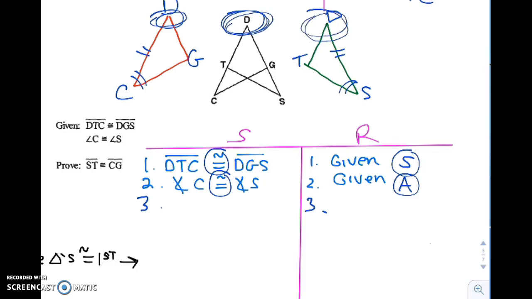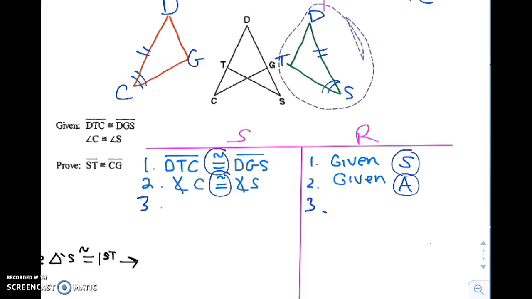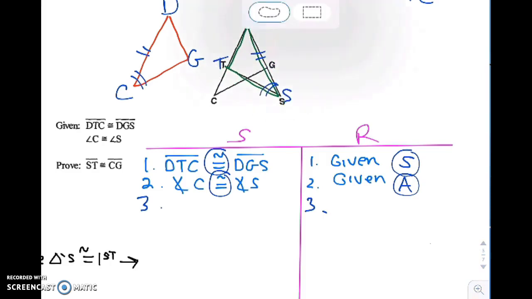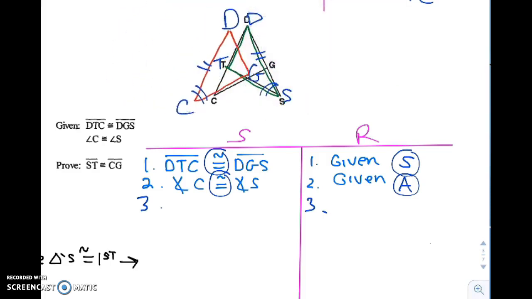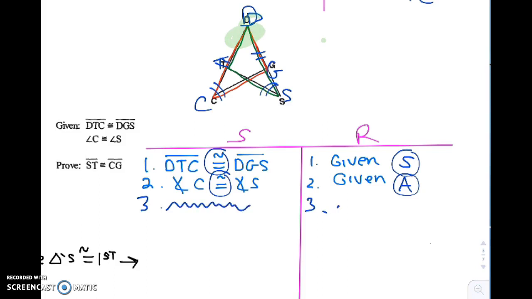If you put it back on top of itself, like it was before, you'll notice that angle D is in fact the exact same angle as angle D, right up here at the top. So you would write angle D is congruent to angle D. The reason is the reflexive property, and that would give you an angle.